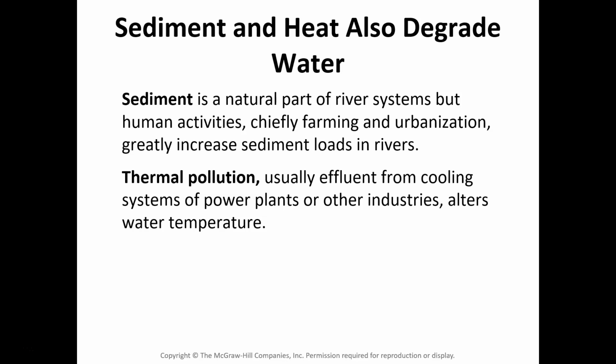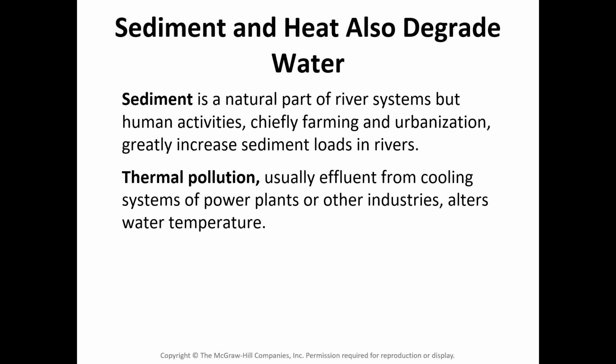We have two types: sediment and thermal pollution. So sediment, again, is kind of a natural part of systems. You get runoff, and sometimes runoff will pick up sediment, which is just loose ground and loose soil, and it washes it into a body of water. It's a natural process. However, human activities are speeding this up, especially farming. When farms leave soils unattended and there's no plants to anchor that soil down, a big rain comes and it rushes a huge load of sediment into the water.